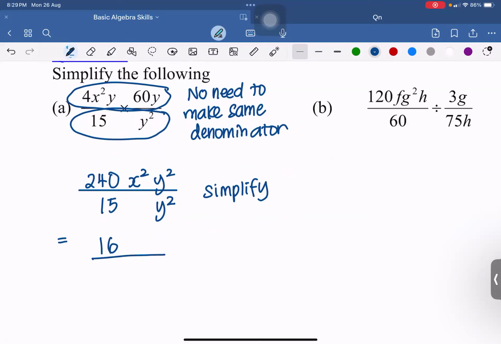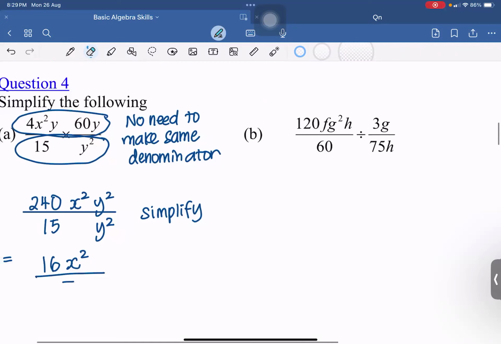$16, correct? Any more? Then what else? What happened to the y squared? Cancel out. So cancel no more already. That means no more denominator. That means I'm just left with x squared, correct? I notice there's no more denominator, which is the number 1. So the answer is just 16x squared. Okay? Next question. This one.